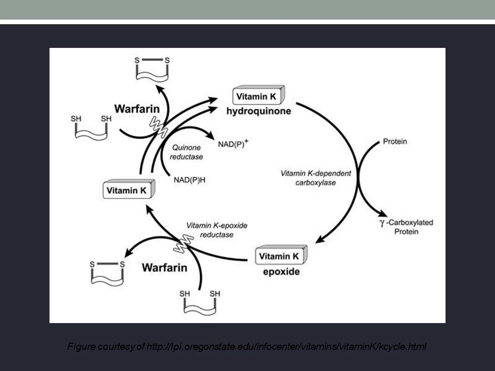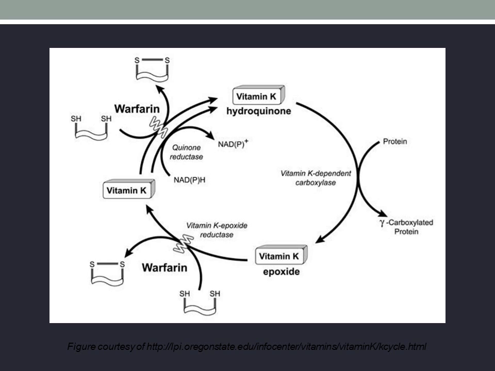This slide is a diagram of the vitamin K cycle. Starting at the bottom of the slide, vitamin K epoxide is the inactive form of vitamin K. Inactive vitamin K transitions to active vitamin K as you go clockwise through the cycle. Vitamin K hydroquinone at the top of the slide is the active form. So this active form of vitamin K is used in the synthesis of the clotting factors that we talked about.